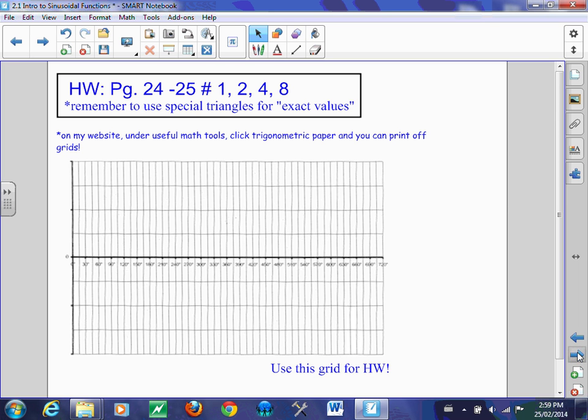So on my website under the Math Useful Tools, you can click a thing that says trigonometric paper and you can print it off, or you can use this grid right here for your homework and print it off. Okay, you need to be using something that has appropriate scale on it, so I wanted to make sure you have that for you.